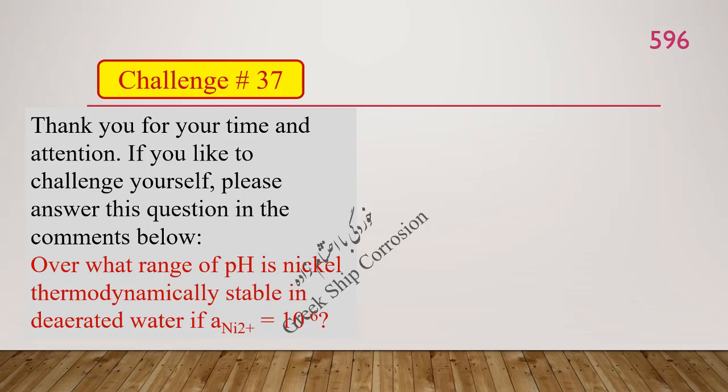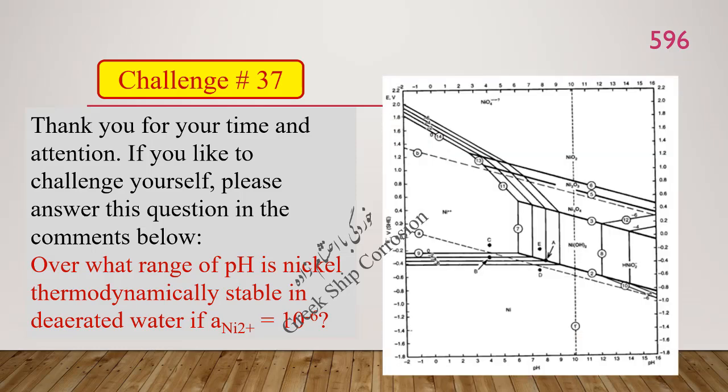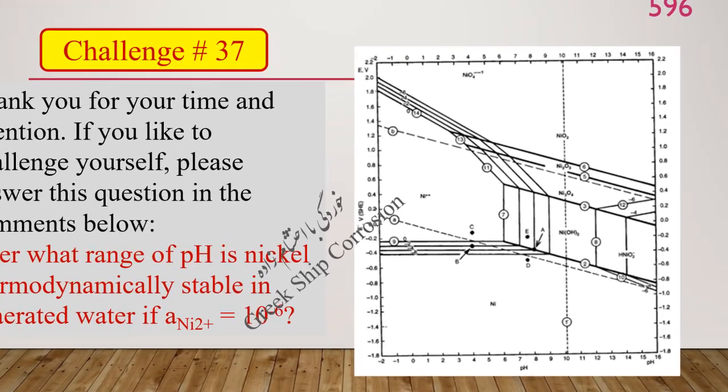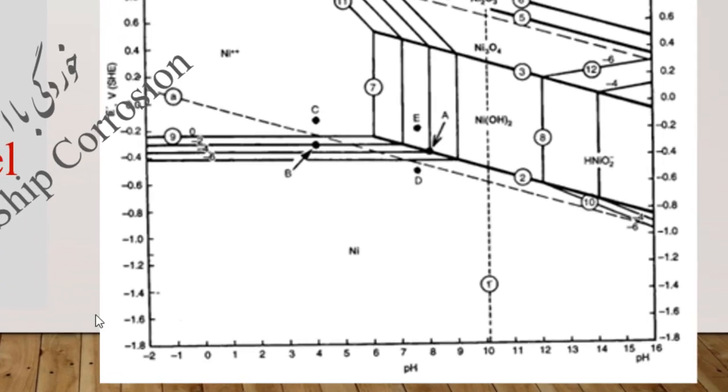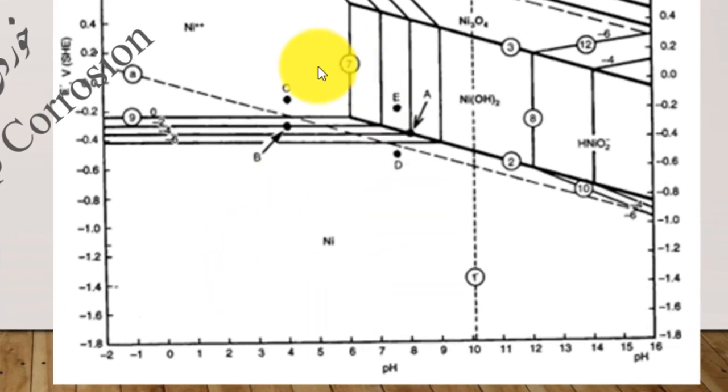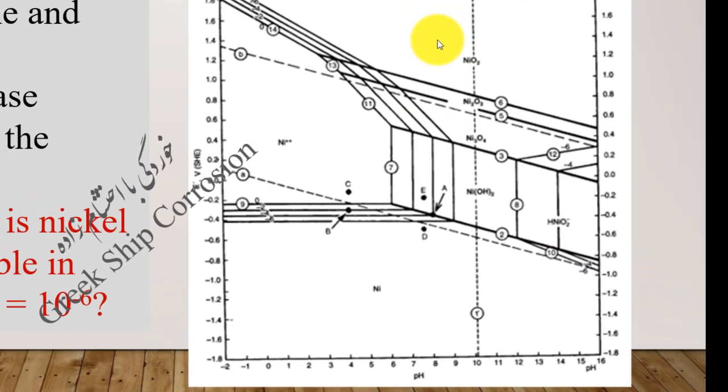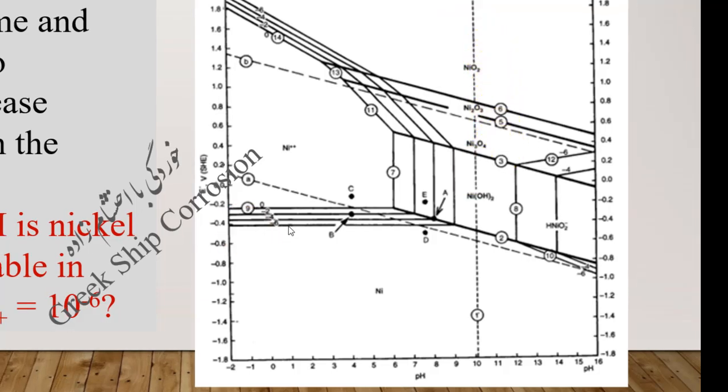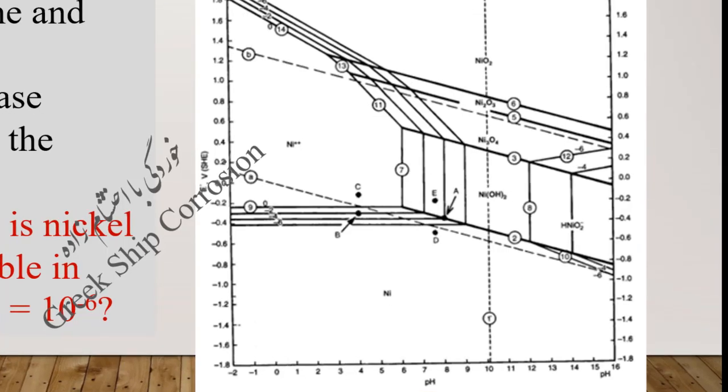Over what range of pH is nickel thermodynamically stable in deaerated water if the activity of Ni2+ equals 10^-6? This figure shows the Pourbaix diagram for the nickel water system. Here is the immunity region, corrosion region, corrosion region, passivation region. This line shows the equilibrium between nickel and Ni2+ cation. Here the activity of Ni2+ equals 10^-6.